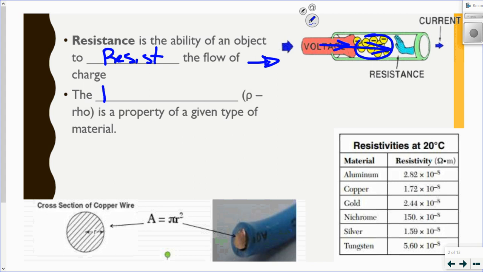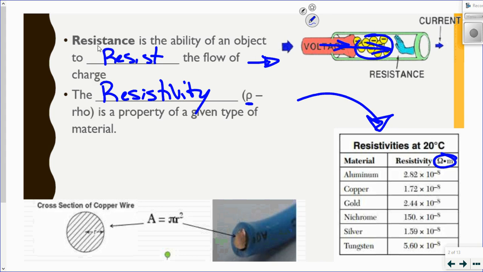So the resistivity is actually different than the resistance. Resistivity, or this little curvy p, which is called a rho, is a property of a given type of material, and it is based on the material. So in your reference tables, you can see it right here, you've got a chart of the resistivities of various materials at a certain temperature, 20 degrees C. Notice, based on this chart, the unit for resistivity is an ohm meter. And you have a bunch of different values that are based completely on the material that you are using.